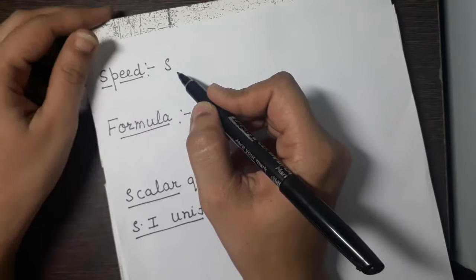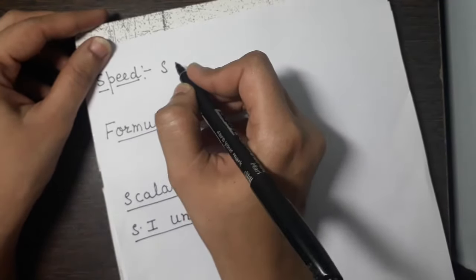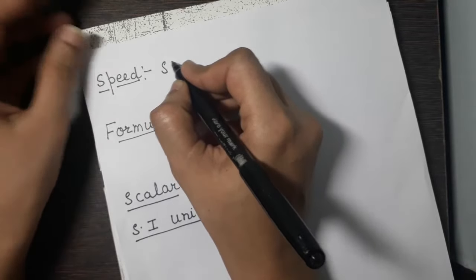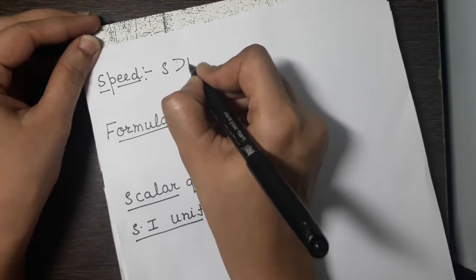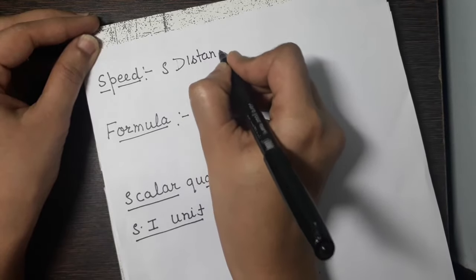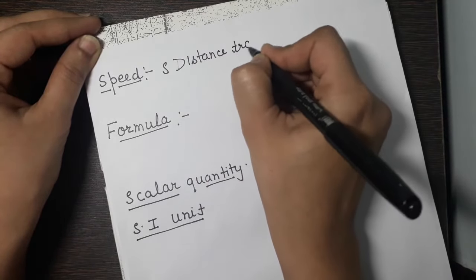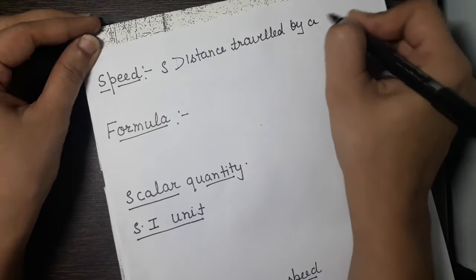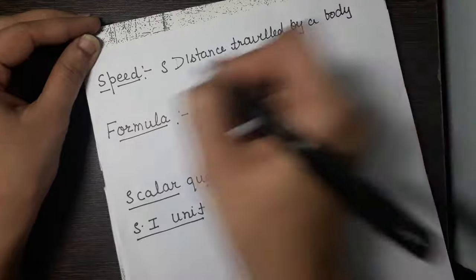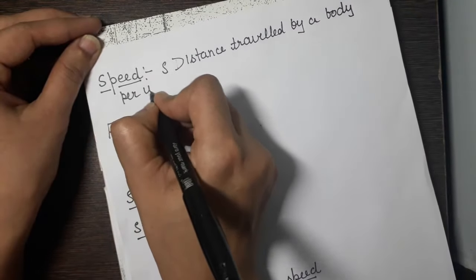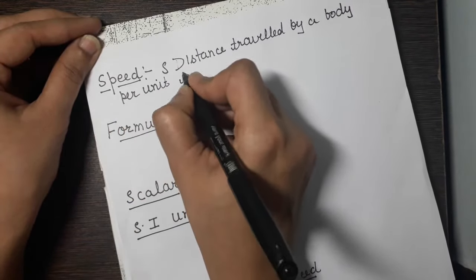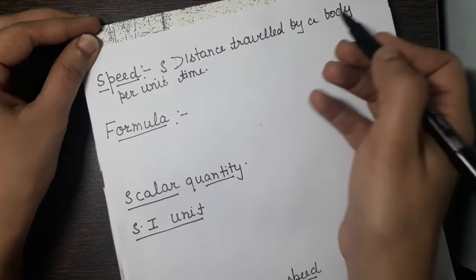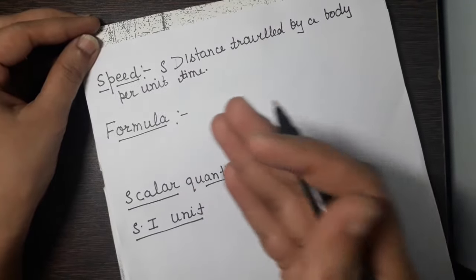So firstly, speed is defined as the distance traveled by a body per unit time. So the definition of speed is distance traveled by a body per unit time. That means how much distance is covered by a body in how much time.